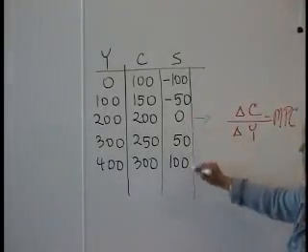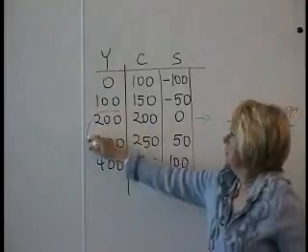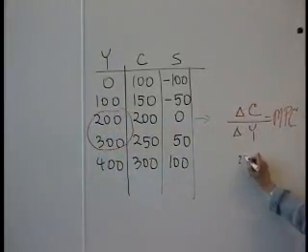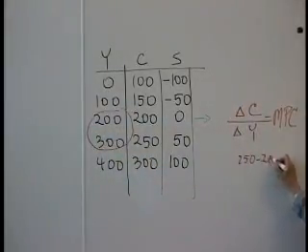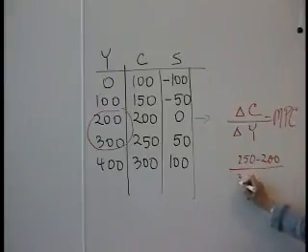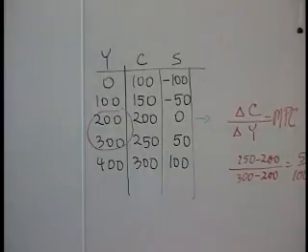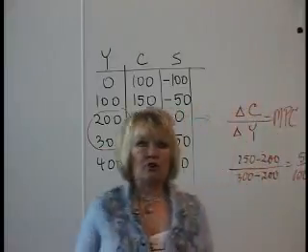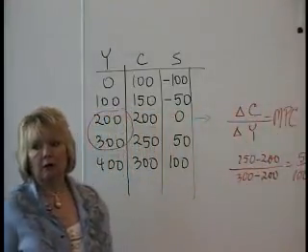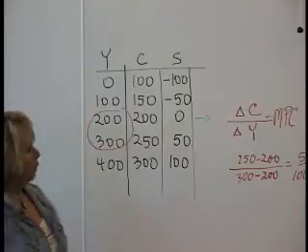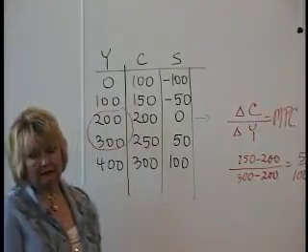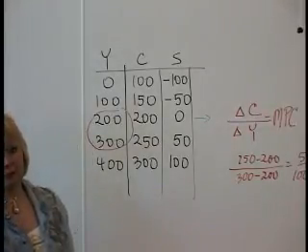So how are we going to calculate? Well, let's calculate it here. So you know that 250 minus 200 is divided by 300 minus 200. And that's going to be 50 over 100, or 0.5. What does the 0.5 mean? It means that whenever you would be getting, let's say, an extra $10 in income, you will be spending half of that, $5, and you will be saving $5.